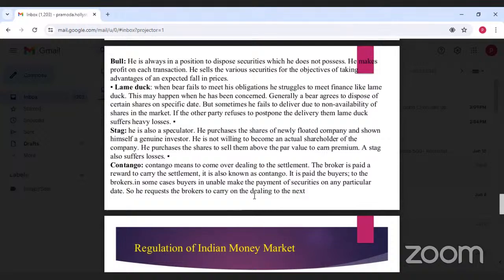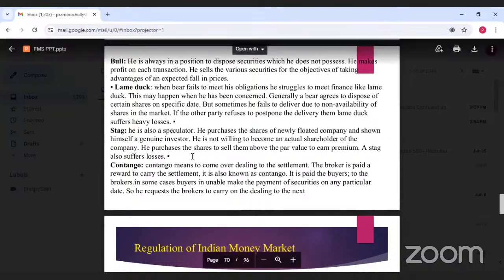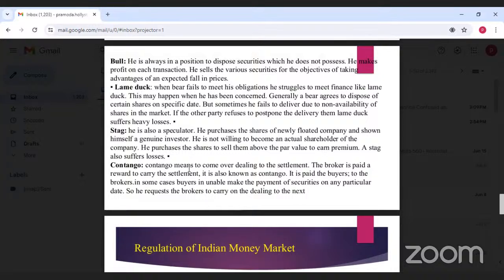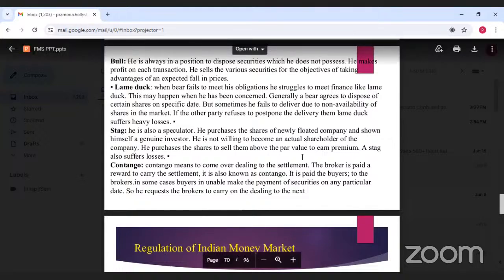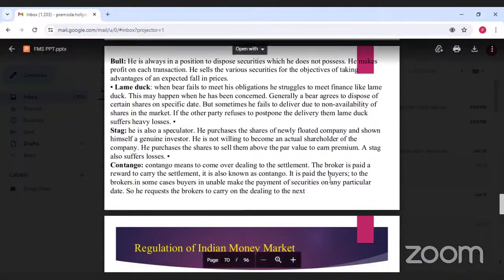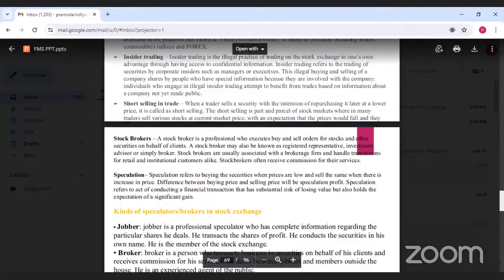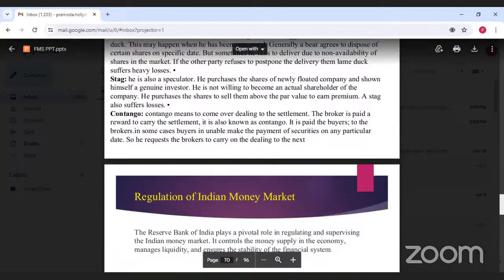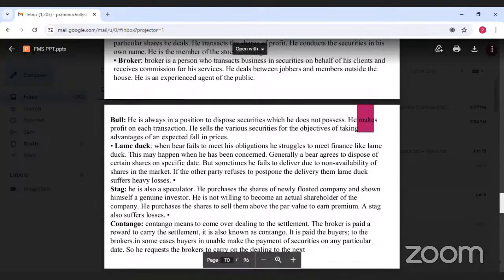Next, contango. This actually is not required. So before this, you can write down one more point: bear. We have studied about bull. I think I skipped to enter that bear in the topic. Anyway, we will discuss about him. Bear in stock market.